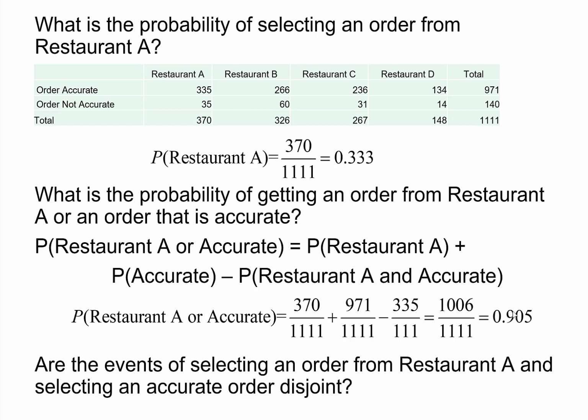Are the events of selecting an order from restaurant A and selecting an accurate order disjoint? No, because we can select an order from restaurant A that is accurate, so therefore they're not disjoint.